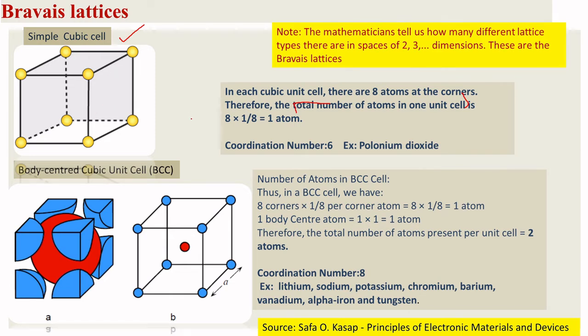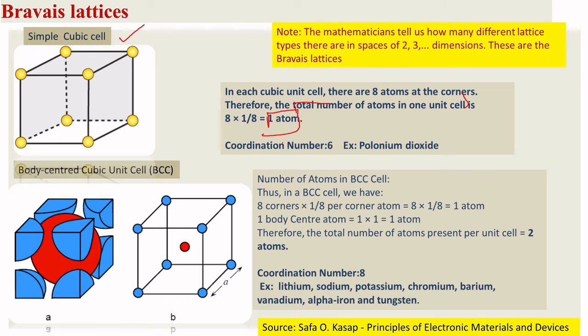So the contribution, the 8 corners, that is NC is 8. Each corner atom will be connected with 8 other nearest cells, right? The contribution will be 1 by 8. So that means the number of atoms in one unit cell will be 1 atom. I hope you're getting my point, right?